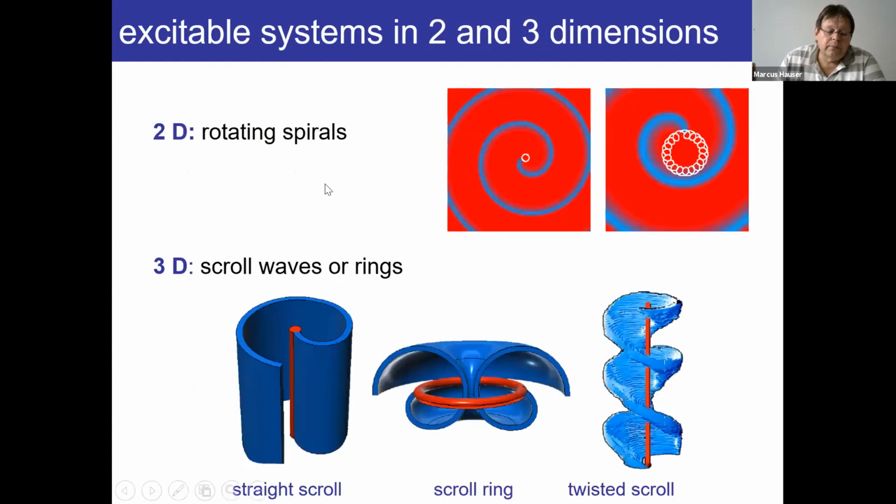What we have to be looking at is rotating spirals. They can either rotate rigidly or do some meandering. Same story also goes for the 3-dimensional counterparts, scroll waves, which may be straight, or scroll rings if the filament is closed, and they can even be twisted, which we'll be seeing here. I will be addressing in this talk only single scroll waves and looking at their dynamics.